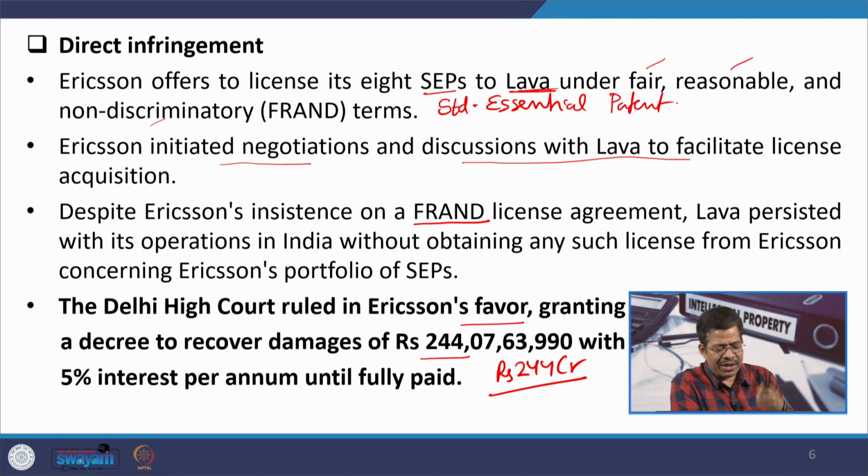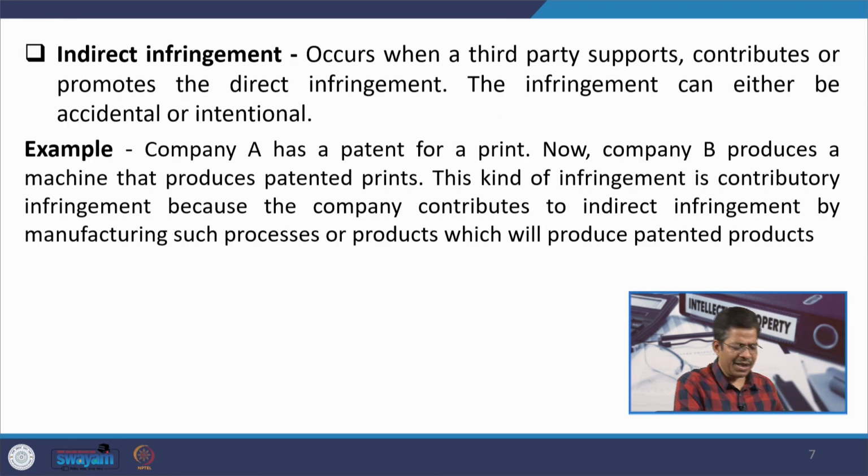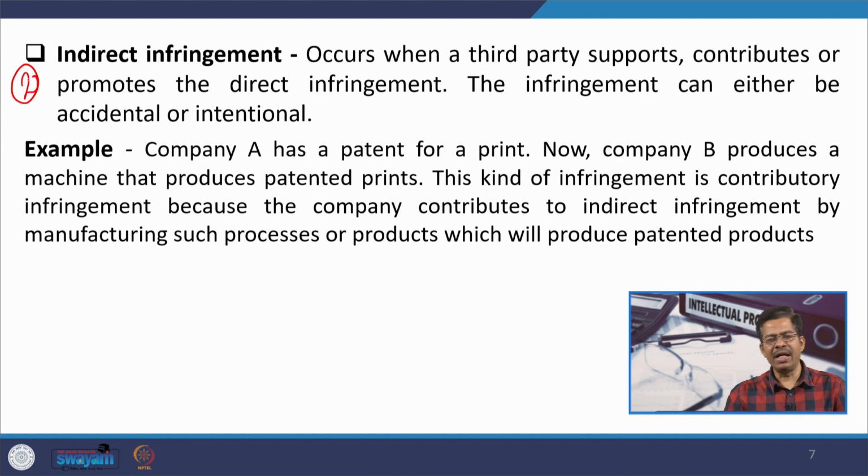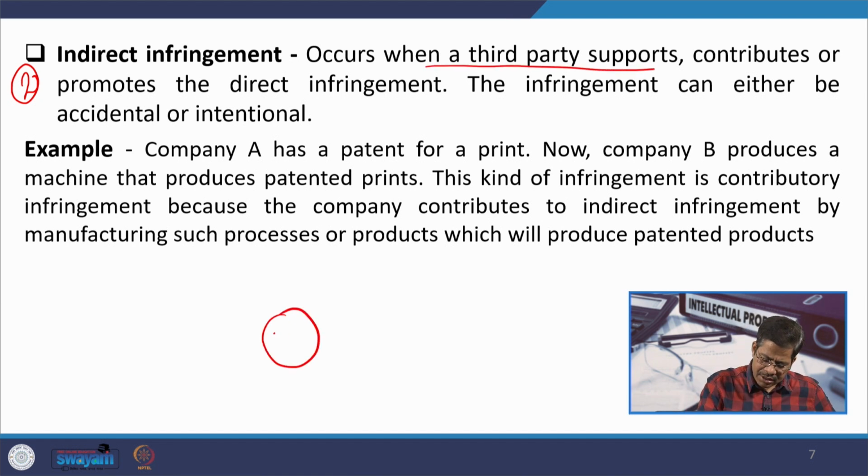So, the court actually decided which are the SEPs and which is not the SEP. But the point which we are discussing is about the direct infringement. So, this proved the direct infringement, technology is used as it is by Lava. Then comes the second type of infringement, that is indirect infringement. Now, indirect infringement is not done directly by the person who is using it, but there is a third party support. This is the owner.